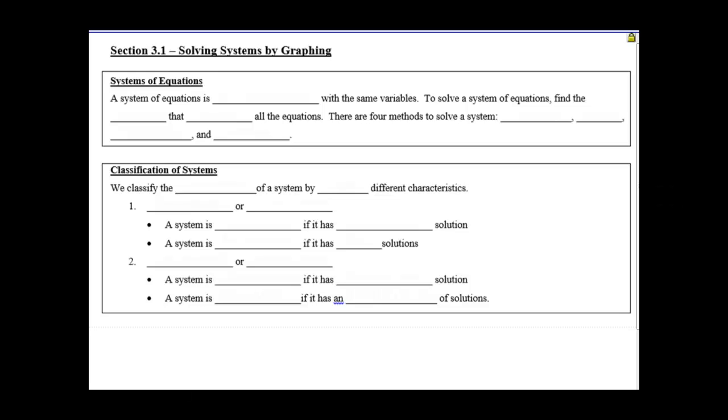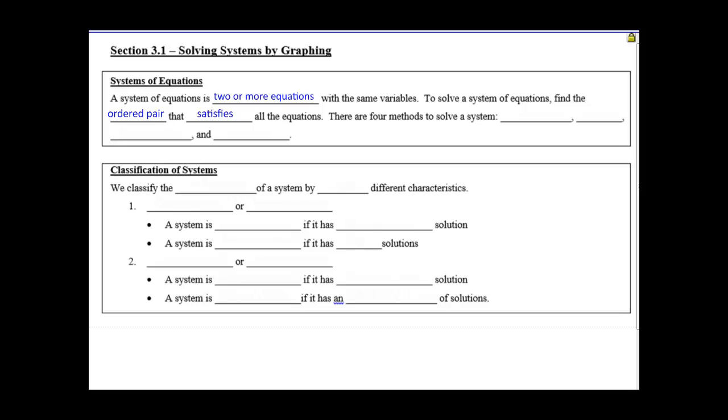Hey, we're on to section 3.1, solving systems by graphing. What do we need to know? We need to know that a system of equations is two or more equations with the same variables. So we can have 2, 3, 4, sometimes 5 equations, all having either x and y, g, h, a, b, c, and so forth. To solve a system of equations, we want to find the ordered pair that satisfies all the equations.